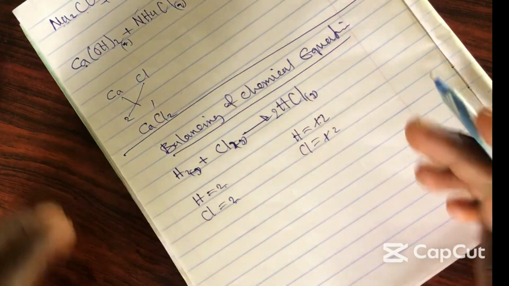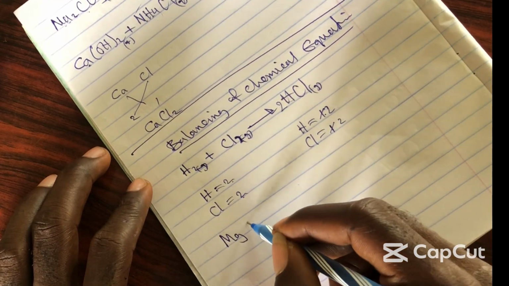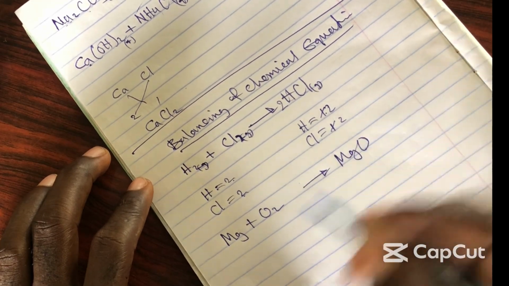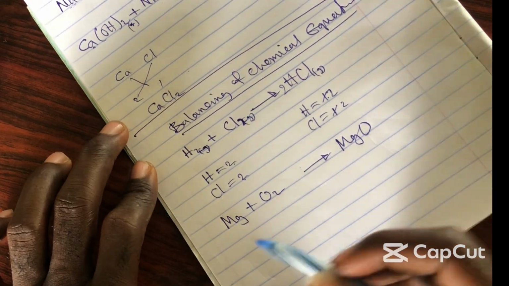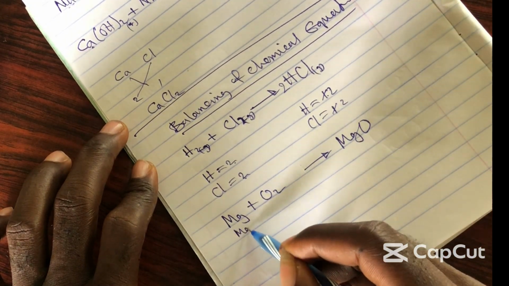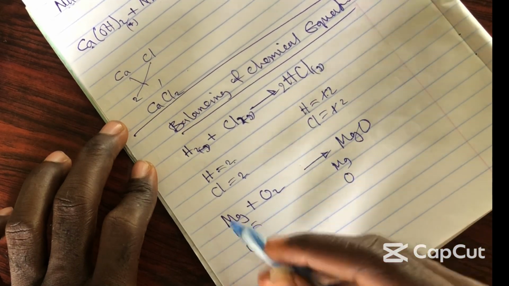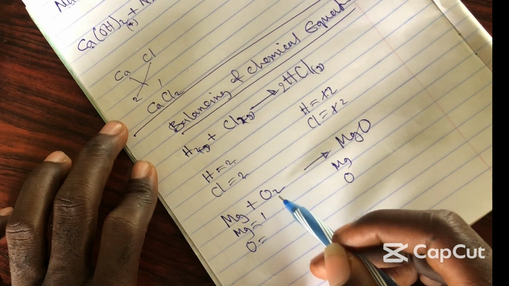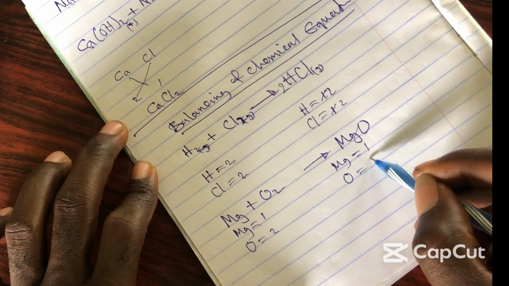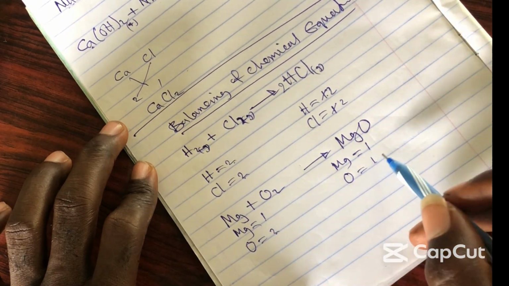Now let's look at another example. If we have, let's say, magnesium plus oxygen gas, we have magnesium oxide. Now this magnesium oxide equation is not balanced. Let's see how to balance this. We write here magnesium and oxygen, magnesium and oxygen. How many magnesium are you seeing here? 1. How many oxygen are you seeing here? 2. How many magnesium are here at the product side? 1. How many oxygen? 1. Now it means magnesium is balanced, but oxygen is not balanced.